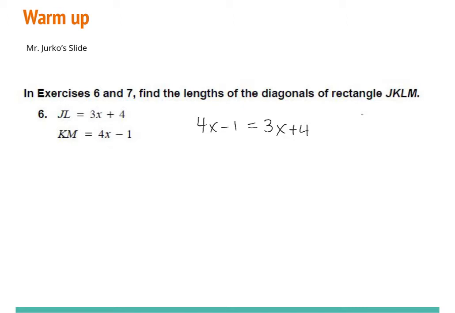Oh, because they're diagonals. Why are they diagonals? It doesn't say that they're diagonals. It just tells us that we have a rectangle, JKLM. Because it's JL and KM instead of just JK or LM. Good. It's the order of the letters.